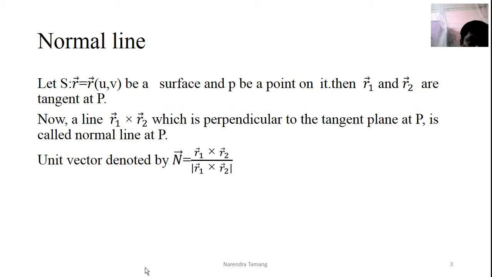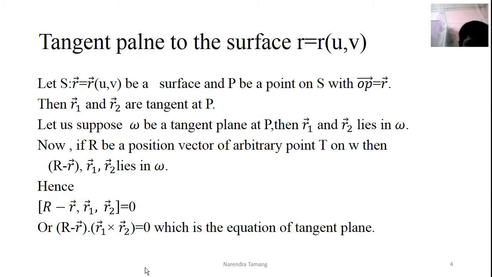Similarly, normal line. Let S: R = R(u,v) be the surface and P be a point on it. Then vectors R1 and R2 are tangent at P. Now the cross product of vectors R1 and R2, which is perpendicular to the tangent plane at P, is called the normal line at P, and we can take out the unit vector denoted by n vector equals the product of vector R1 and R2 divided by the modulus of the product of vector R1 and R2.